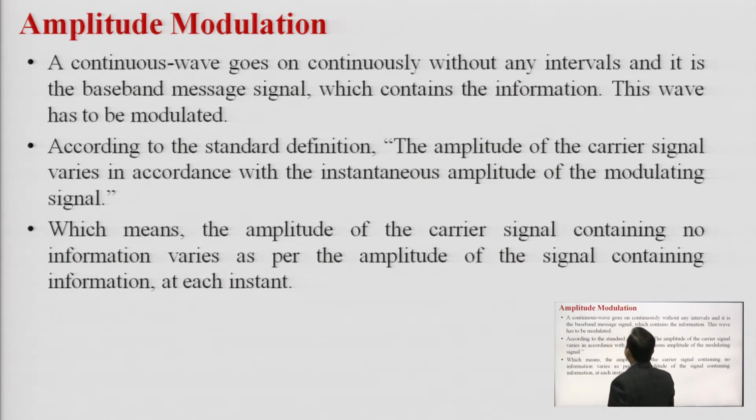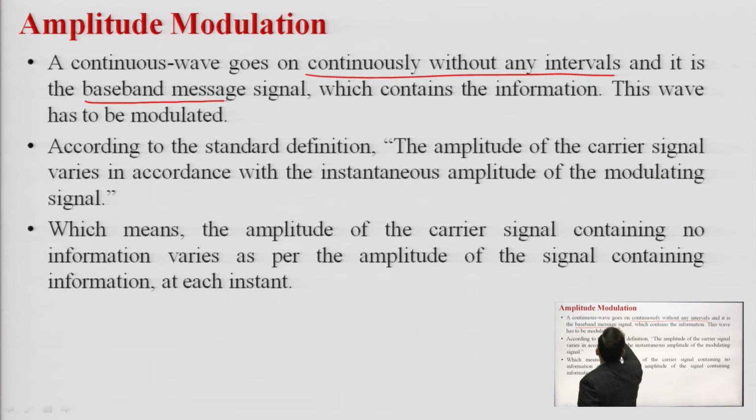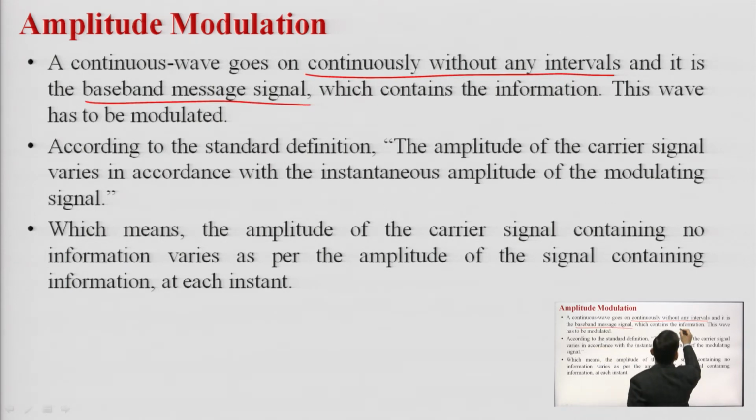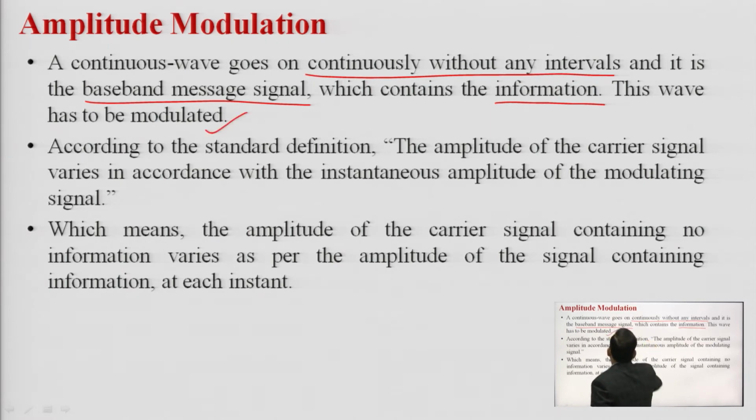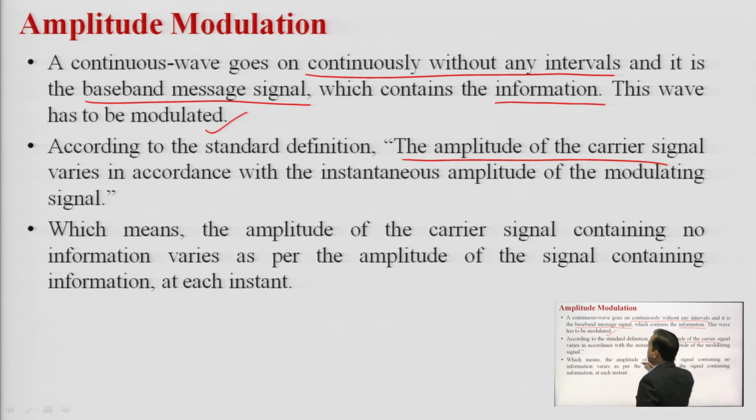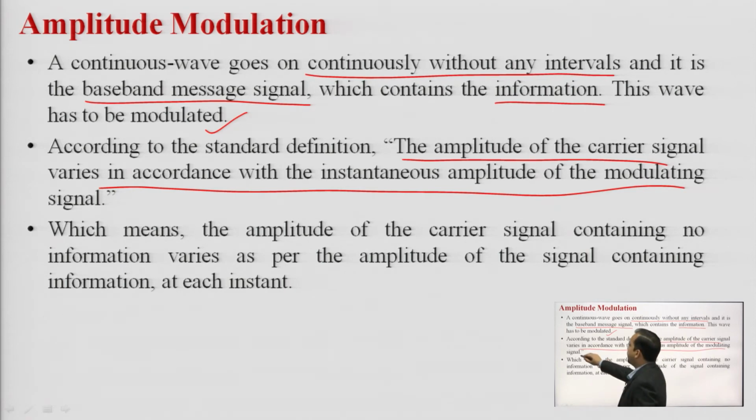Let us see here, a continuous wave goes on continuously without any interval, and this is the baseband message signal, which is low frequency and contains the information. This information has to be modulated, because we have seen the advantages of modulation. According to this definition, the amplitude of the carrier signal is varied in accordance with the instantaneous value of the modulating signal, keeping phase and frequency constant.